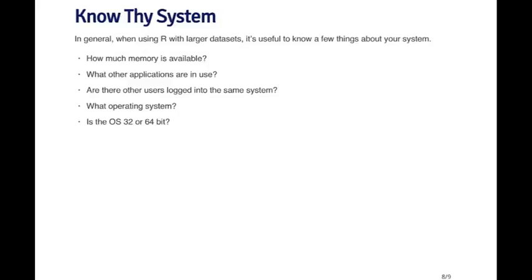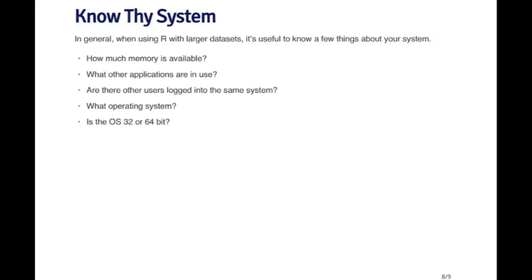So in general, when you're using R with large data sets, and there are lots of large data sets out there nowadays, it's useful to have a few bits of information on hand. For example, how much memory does your computer have? How much physical RAM is there? These days, most computers will have on the order of a few gigabytes up to many gigabytes of physical RAM. What other applications are in use? Are there other applications running on your computer that may be eating up some processor time or memory? If you're on a multi-user system, are there other users logged into the system? Are they using up some of the resources on the computer?